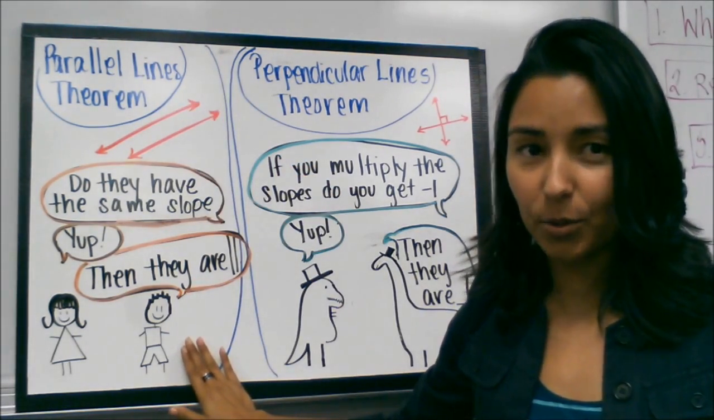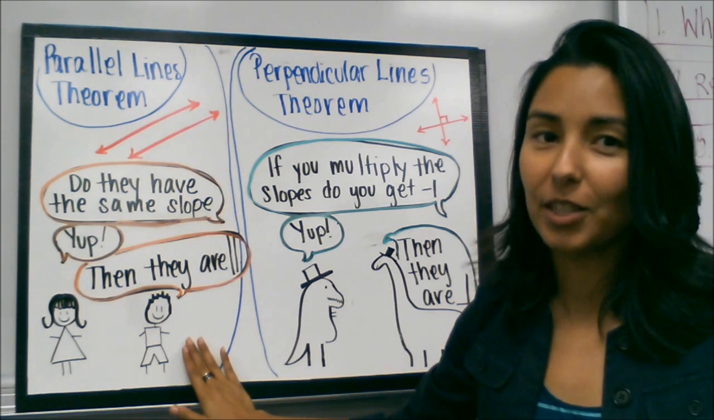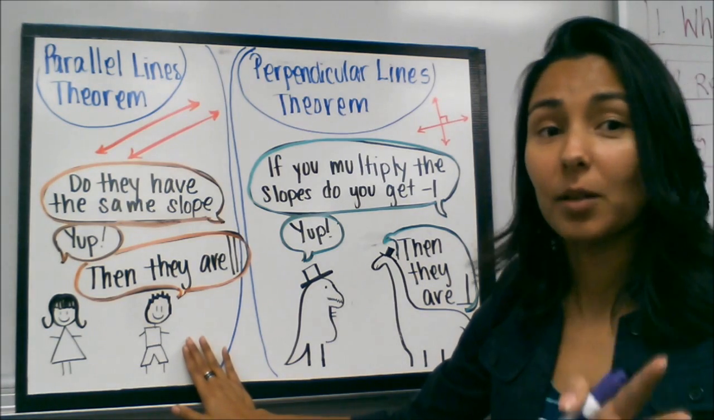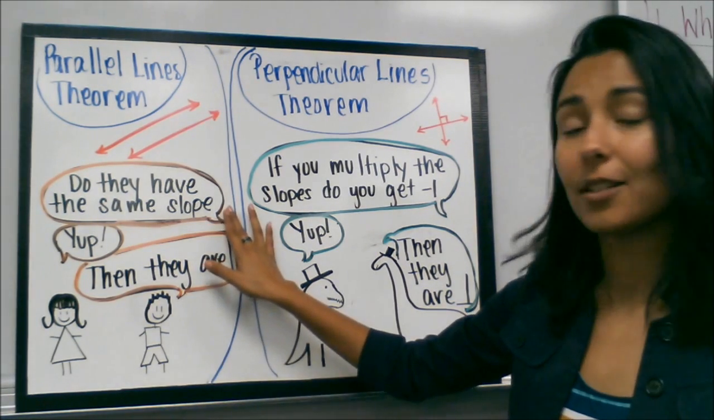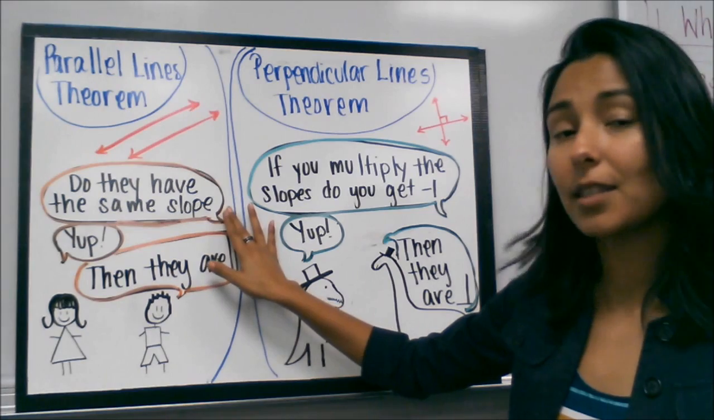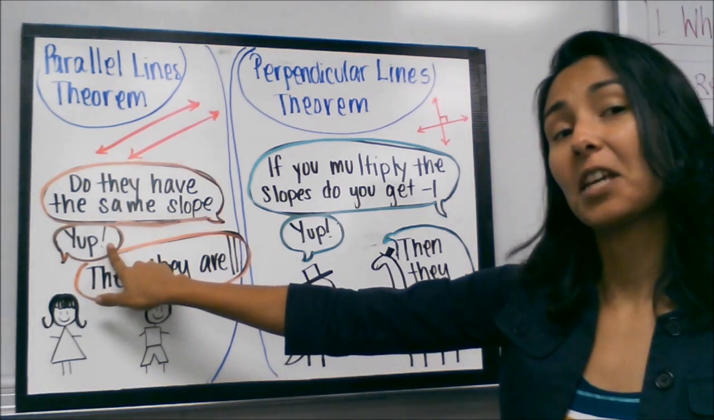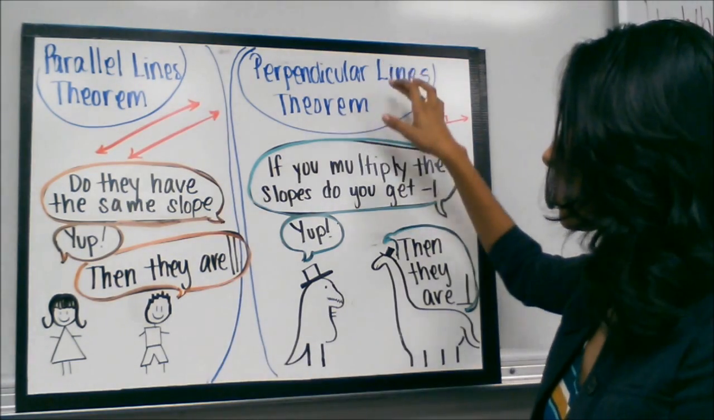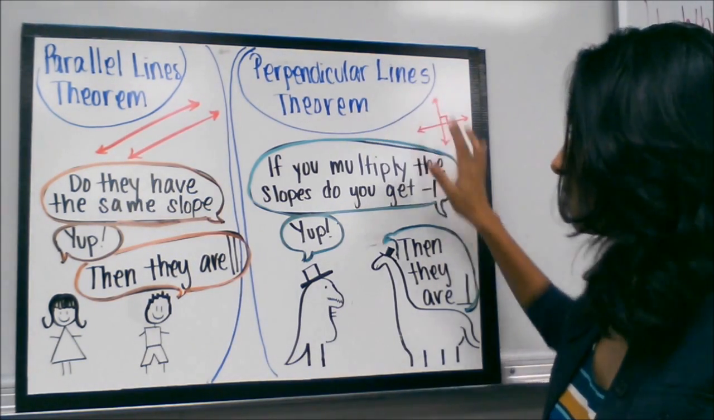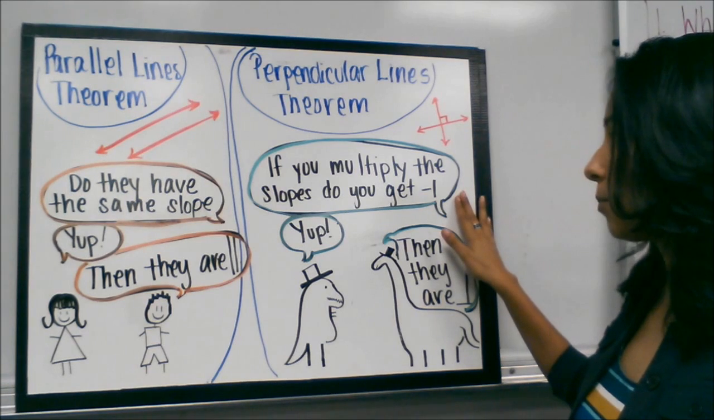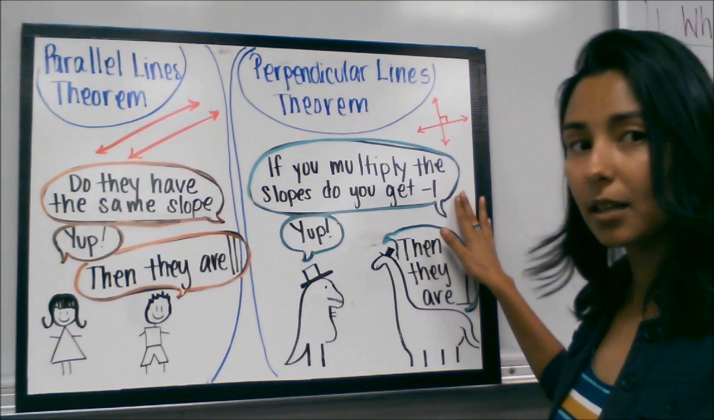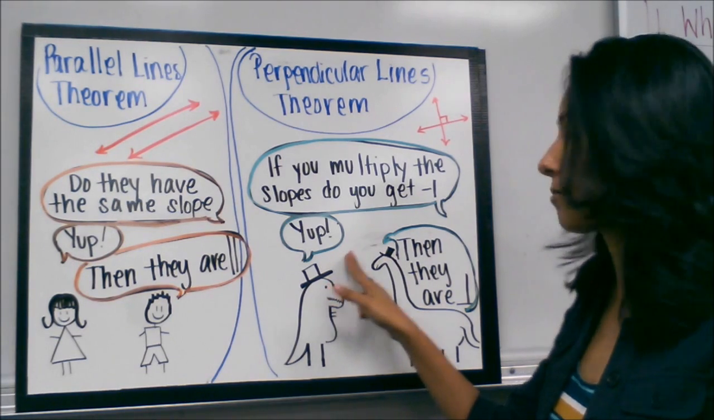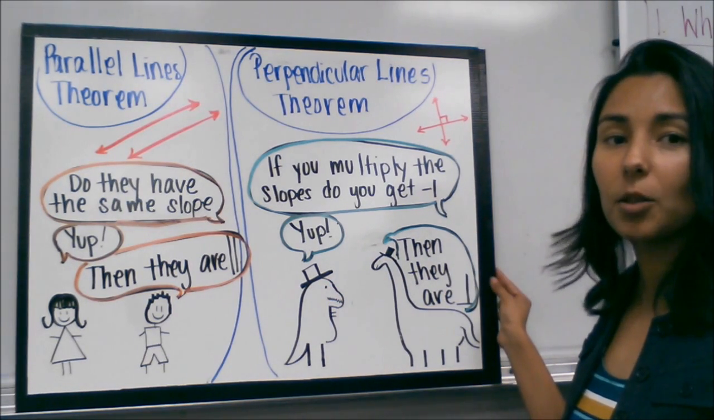If you want the actual wording for the theorem, open your book and check it out. Some of you might want to write that down. But what it basically means is you need to ask yourself, do they have the same slope? If the answer is yes, then they're parallel. The perpendicular lines theorem, you need to ask yourself, if you multiply the slopes and you get a -1 as the answer, if your answer is yes, then that means that they're perpendicular.